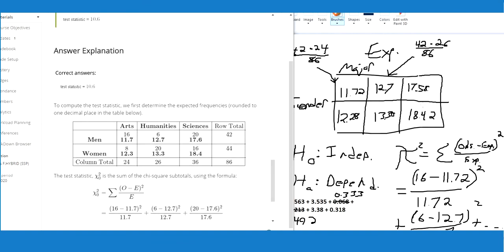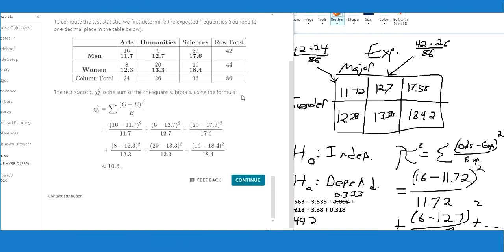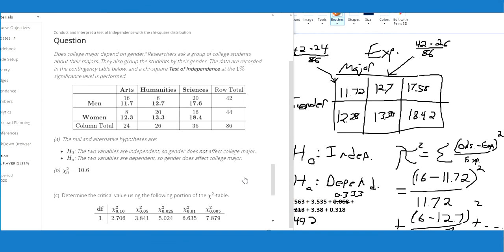Okay, so yeah, I guess the lesson there is we got to be very careful with each calculation because then you got to go back and check everything. That's our test statistic. Okay, you add up all those squared differences, divide by the expected value.